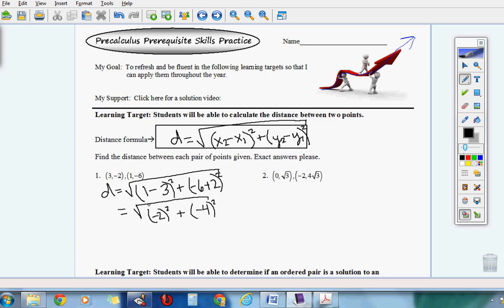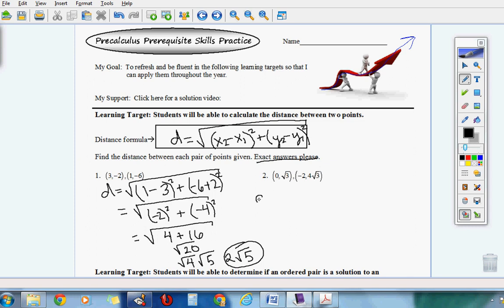And just be careful, the square root and the squareds do not cancel at this point. You have to keep going inside. So what we're going to have is negative 2 squared, which is a positive 4, and then a positive 16 over here. So you're going to get the square root of 20, of which you have to simplify the radical at this point, and that is a perfect square of root 4 times root 5. So the final answer to this is 2 times the square root of 5 in simplified radical form, because the problem said exact answers please, so that's what we mean by that.